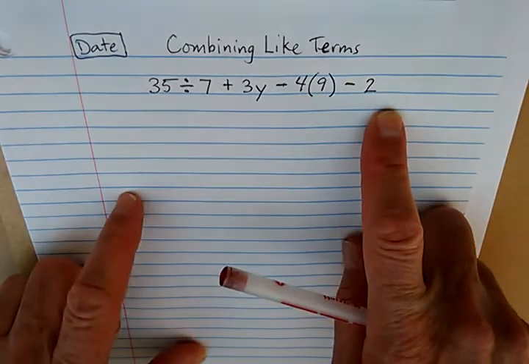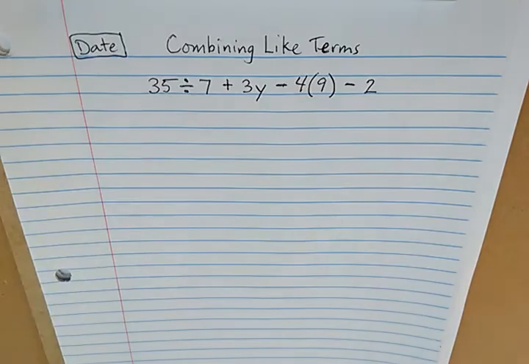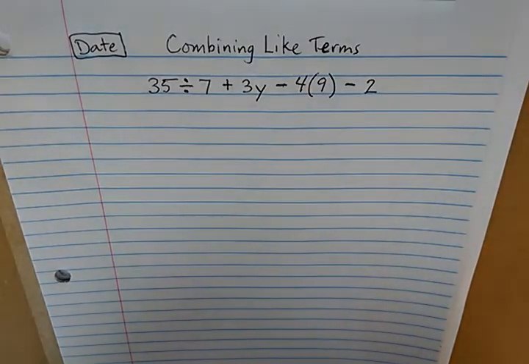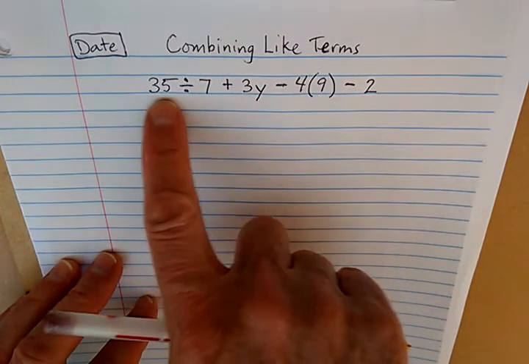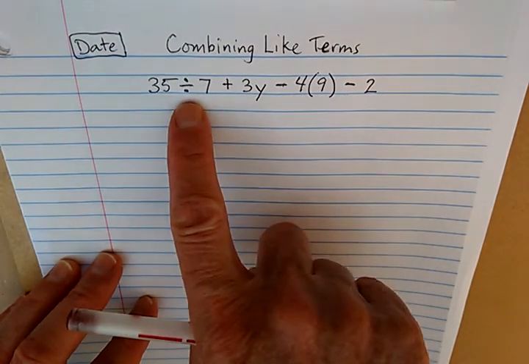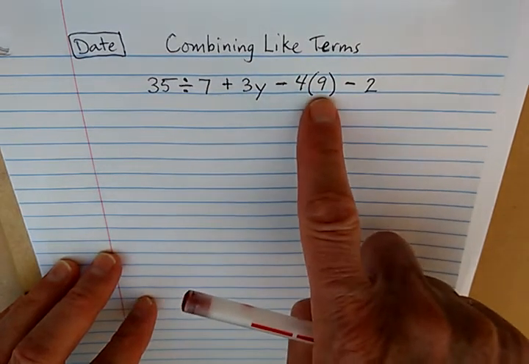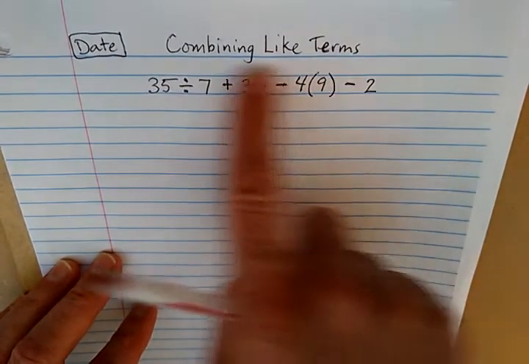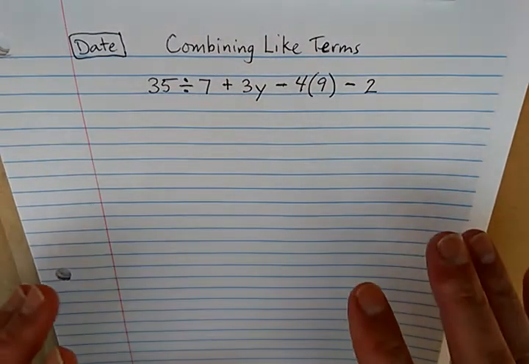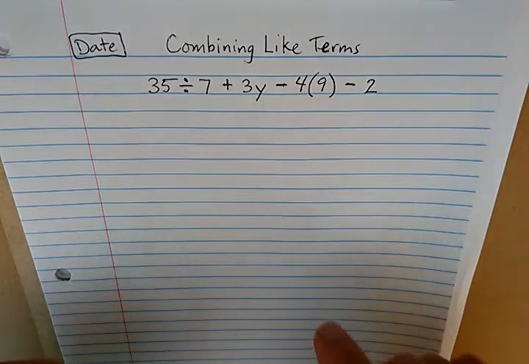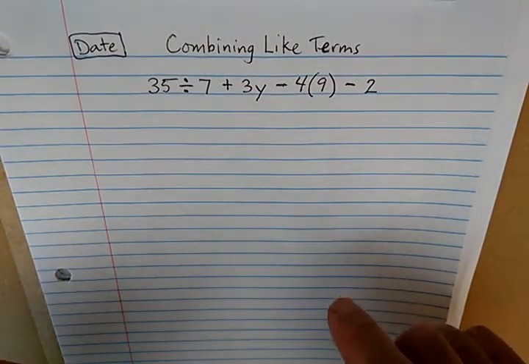I just want to quickly review what terms are. We learned that terms are smaller parts of a larger expression. So this whole thing here, 35 divided by 7 plus 3y minus 4 times 9 minus 2, that whole thing is an expression. But there are smaller parts called terms. And you may recall that terms are separated from each other.